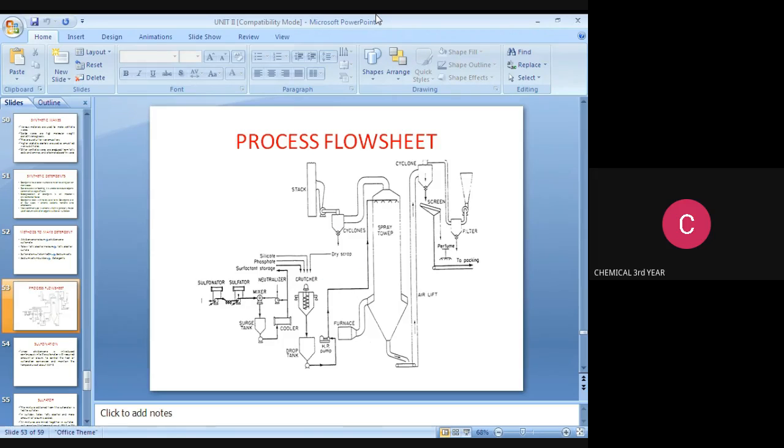Next, this is the process flow sheet for detergent processing. The sulfonator passes to the mixture and surge tank. The surge tank passes to the cooler. The cooler is passed to the neutralizer and surfactant storage.